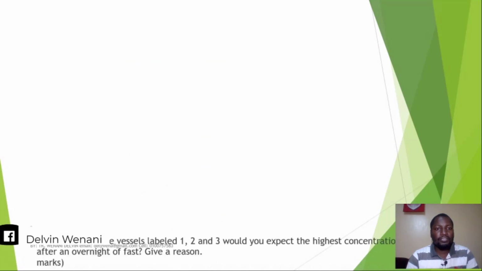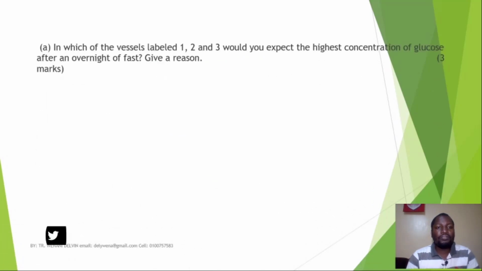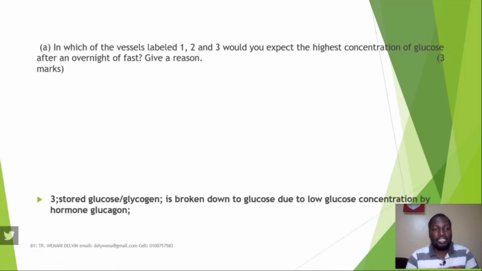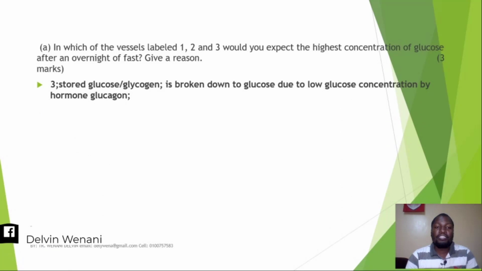Therefore, first question, in which of the vessels labeled 1, 2, and 3 would you expect the highest concentration of glucose after an overnight fast? And then you need to give a reason. Now, this is part 3. Because part 3 contains what we call the stored glucose, glycogen, which is broken down to glucose due to low glucose concentration by the hormone glucagon.